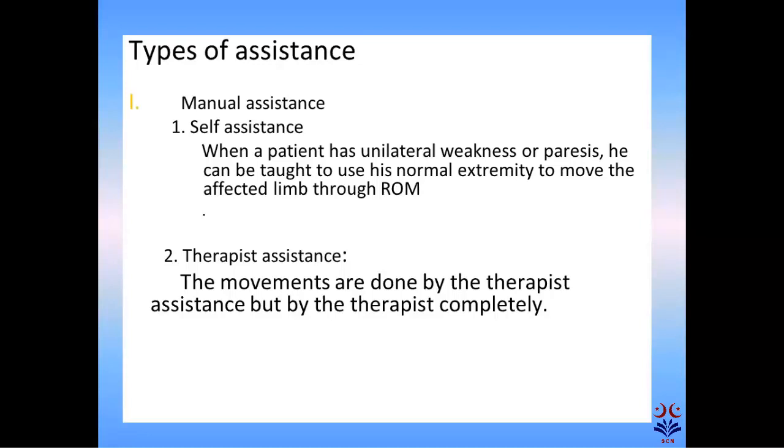But in active assisted exercises, we have to augment the contraction of the muscles, and for the completion of the range of motion, we have to give some assistance to the patient. If the patient is not contracting his muscles and the external force is carrying the joint throughout the range of motion, then it becomes passive exercise, passive movement. It will not be called active assisted exercise.